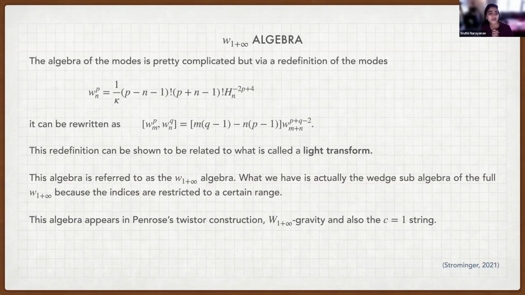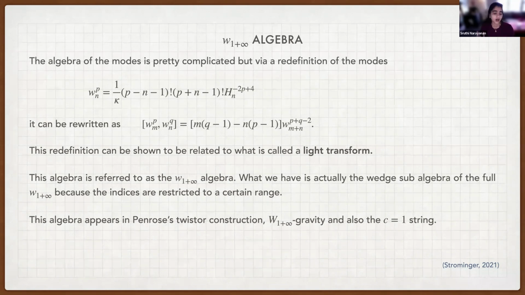So as I said, the algebra that they obtained for these modes H^k was pretty complicated. There's a lot of factorials, etc. But in this paper by Andy last year, he realized that if you write down a redefinition of these modes, writing the H^k in terms of these W's, then this algebra actually looks very simple. And this algebra has been present in some of the literature from before: it's the W_{1+infinity} algebra.